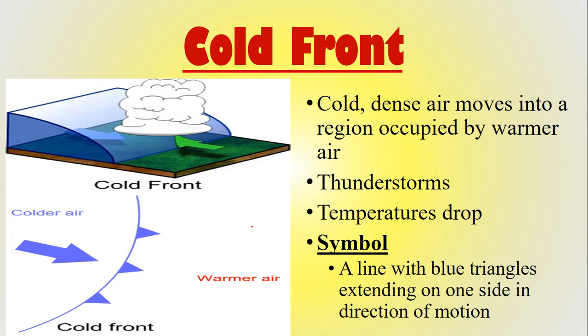If you're looking on a weather map, you're looking for a blue line with triangles on one side. Now, if it's not a colored map, you're looking for a line with the triangles on one side. And those triangles tell the direction that the cold front is moving.